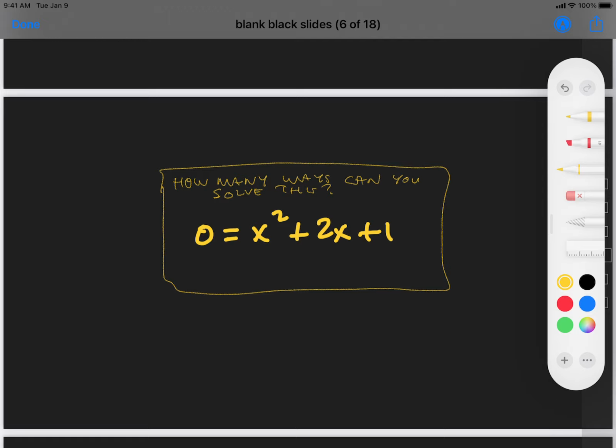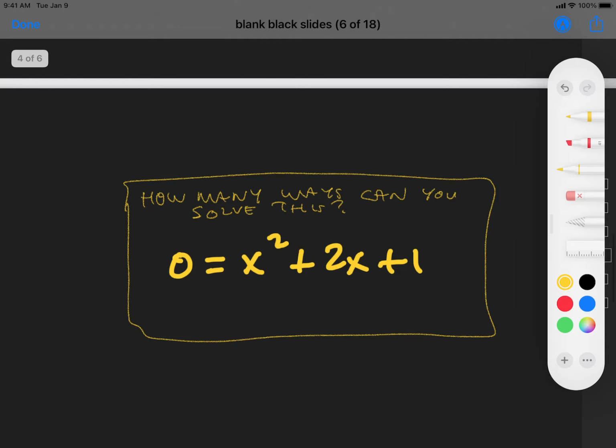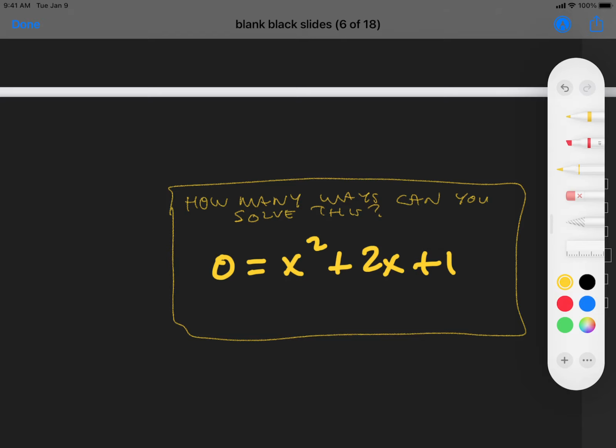Hey guys, I asked you this question. How many ways can you solve this quadratic equation? It's kind of like potatoes. How many ways can you cook a potato? You can bake it, boil it, slice it, grill it, fry it. I don't know, ceviche it. You can do a lot of things to it. So let's do the same thing with this one.